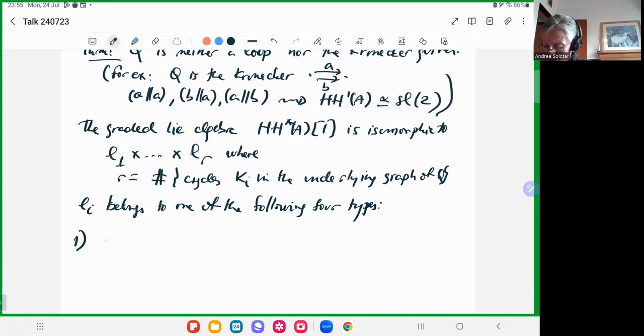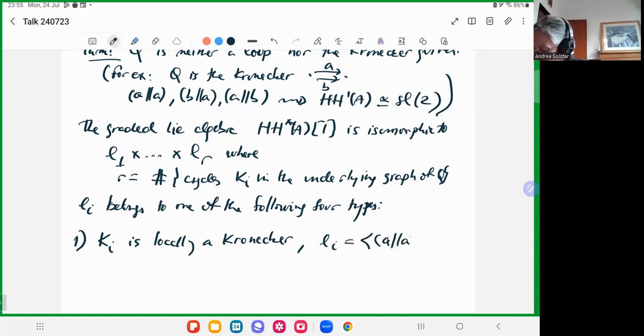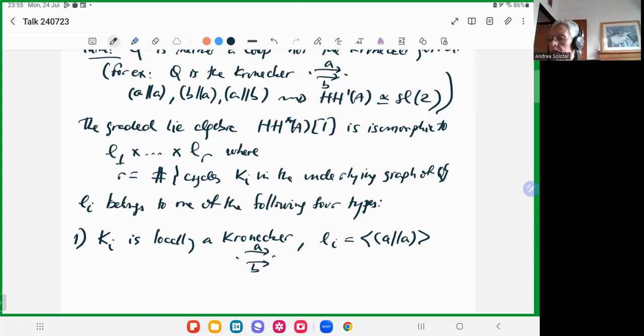First case is when the part of the graph, the cycle corresponding to Li, is locally, so we just look at this cycle, and it's locally a Kronecker quiver. So it is a Kronecker, but it's not the only Kronecker in the quiver. In this case, Li is very easy. It's just one-dimensional. So the Kronecker, let's call it AB, but there are other things. So Li is spanned by this.